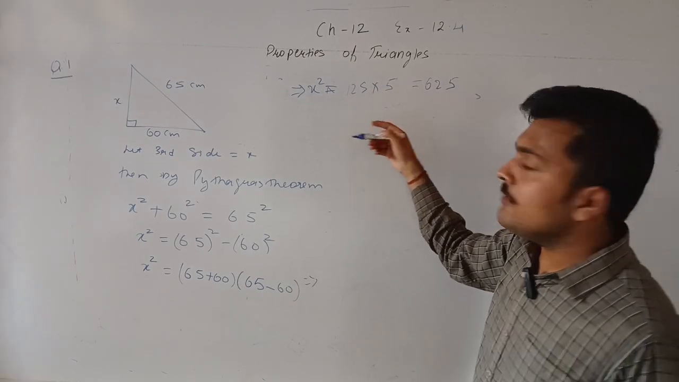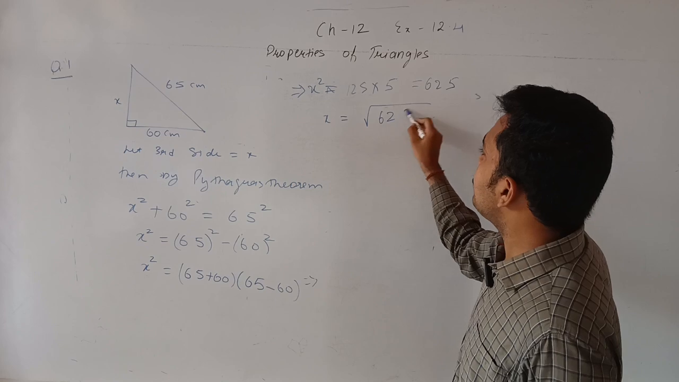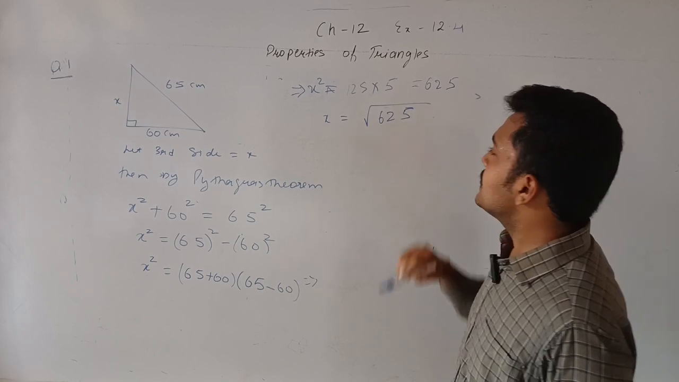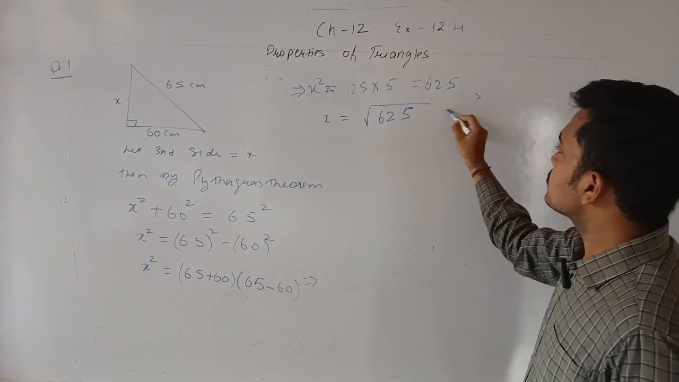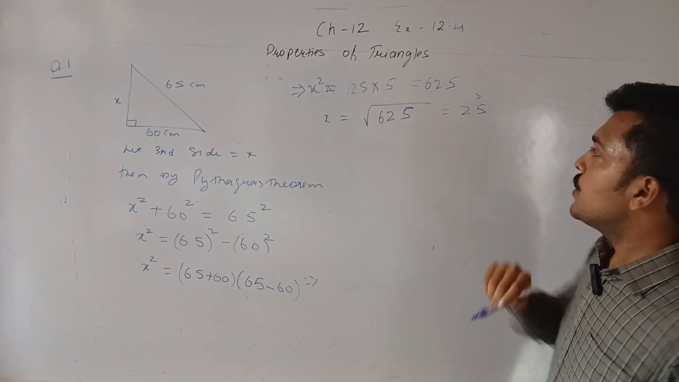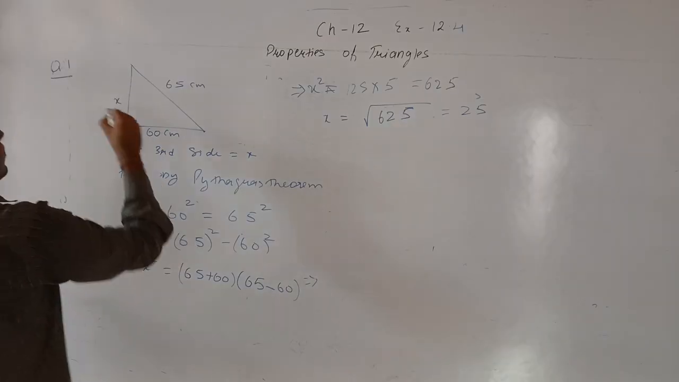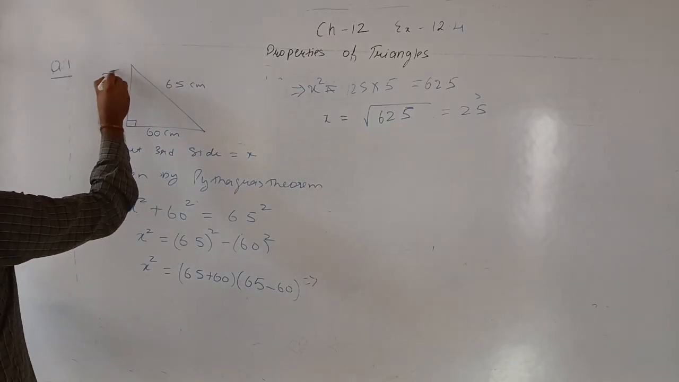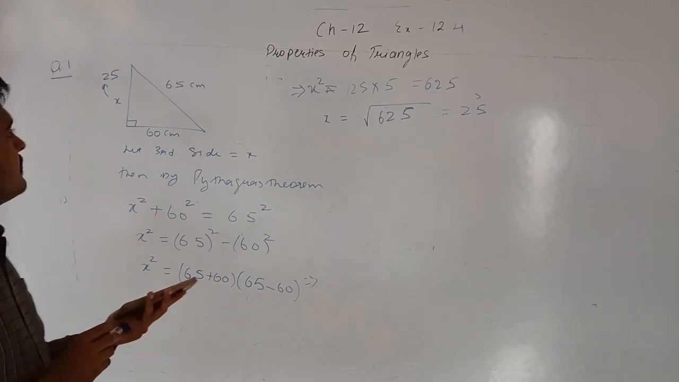So x square is 625, so x will be the square root of 625, and the square root of 625 is equal to 25, because 625 is the square of 25. Therefore, x is equal to 25. So the third side will be 25.